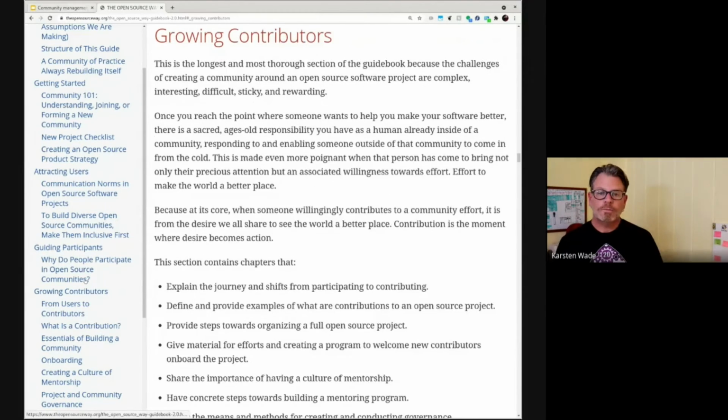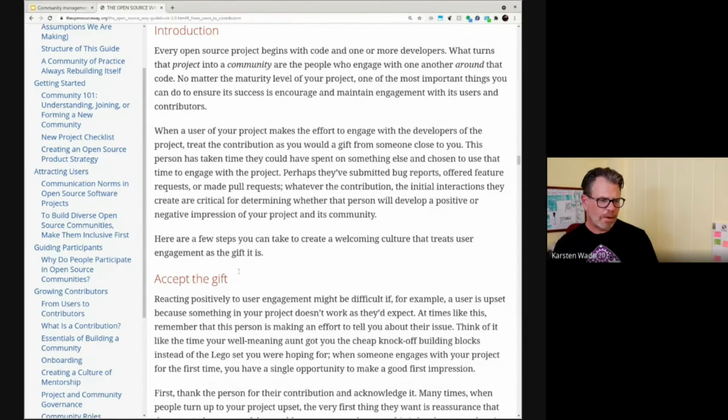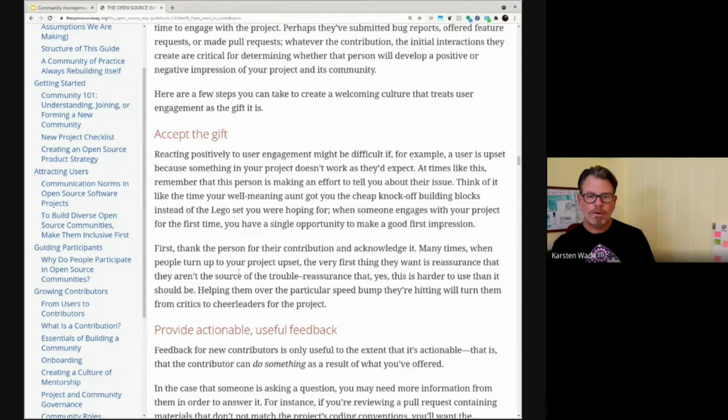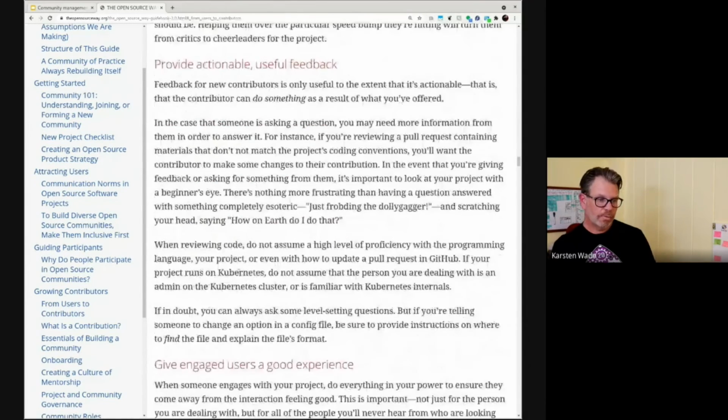So now we get to the main core of this part of the book, the thickest, most complex section, how to grow contributors. And in some ways, that complexity is similar to the relationship of contributors to a project. It's not a simple and straightforward thing. So the first chapter in this section is from users to contributors. And it helps you consider how to create a welcoming environment for newcomers who may be or are interested already in becoming contributors.